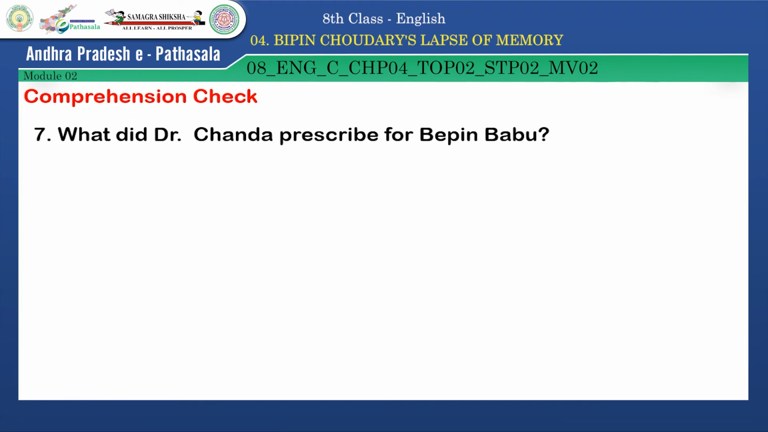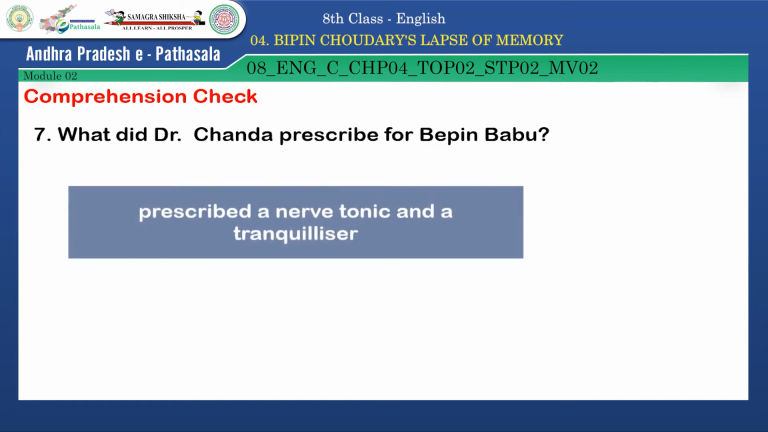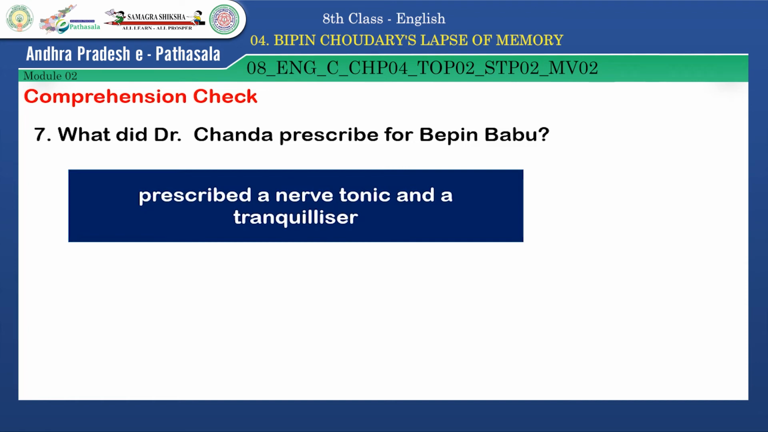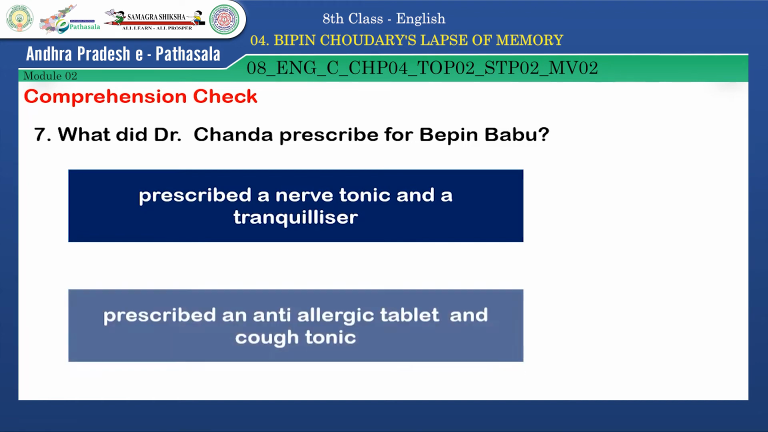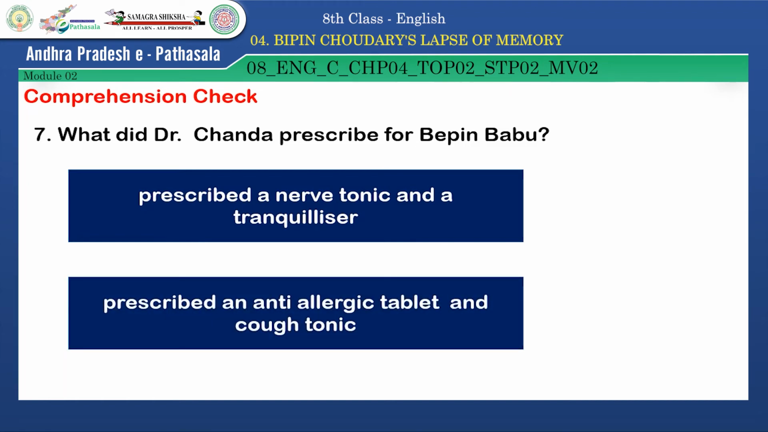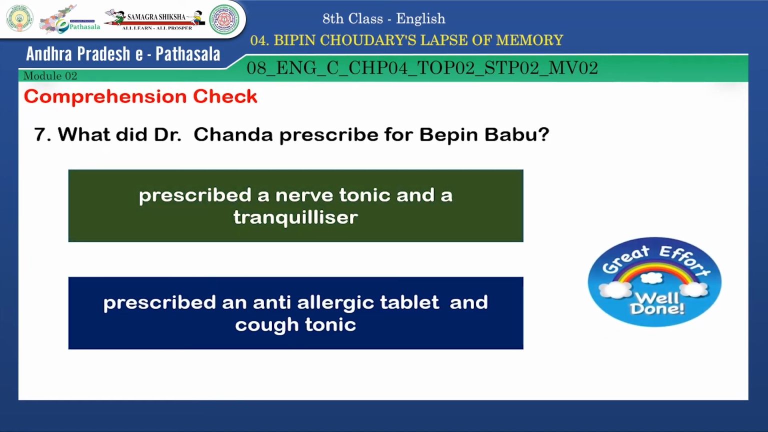Comprehension check. What did Dr. Chanda prescribe for Bipin Babu? Prescribed a nerve tonic and a tranquilizer? Or prescribed an anti-allergic tablet and cough tonic? What's the right answer? Yes, you are right. Prescribed a nerve tonic and a tranquilizer. Great effort. Well done, dear students.